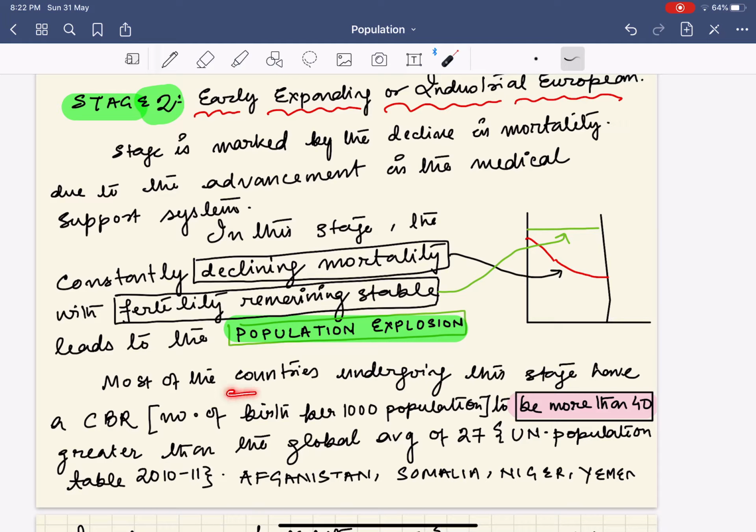Now, most of the countries undergoing this stage have a CBR. What is this? CBR means crude birth rate. How do we describe crude birth rate? It's nothing but the number of births per thousand population, and that is to be more than 40. Remember that all the countries undergoing stage 2 have a crude birth rate of more than 40, which is greater than the global average of 27 as per the UN population table 2010 to 2011. Countries like Afghanistan, Somalia, Niger, Yemen, etc. are going through this stage.